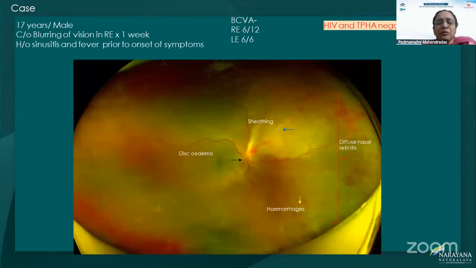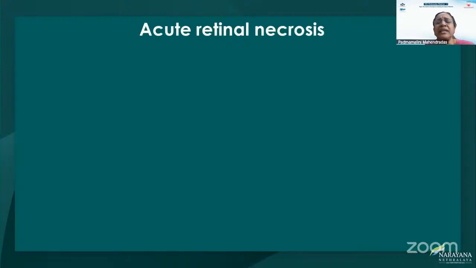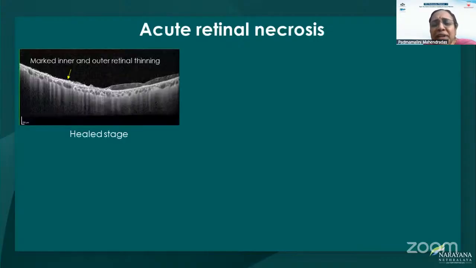So here we could see the diffuse nasal retinitis, sheathing of the vessels, hemorrhages with disc edema. On evaluation, he was found to have HIV and TPHA negative. Hyperreflectivity and disorganization of the retinal layers are seen. Made the diagnosis of acute retinal necrosis.